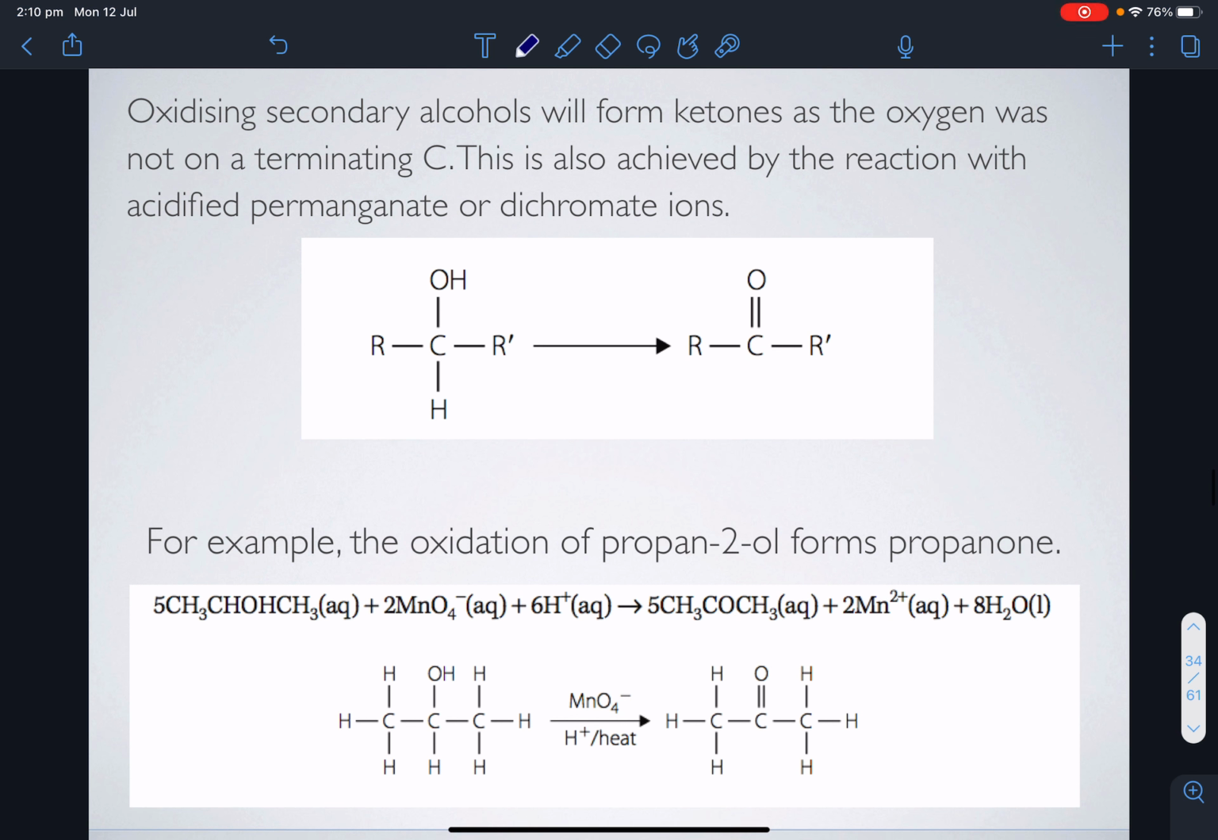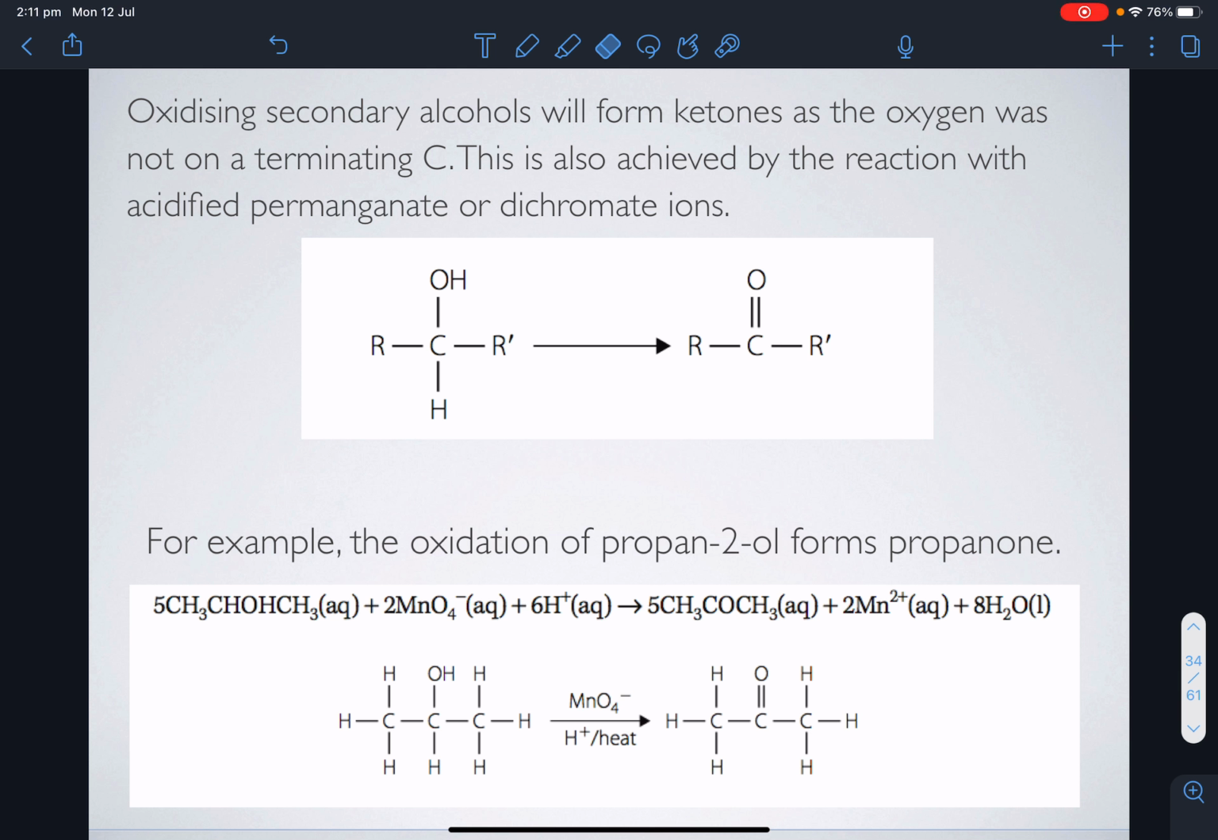Okay, secondary alcohols are alcohols that are somewhat in the chain and not on the end of the molecule, or their host carbon, like this one down the bottom, is joined to two other carbons. Secondary alcohols oxidize using the same reagents, and they'll form a ketone instead, as I say on here, because the oxygen was not on a terminating carbon or a carbon at the end.